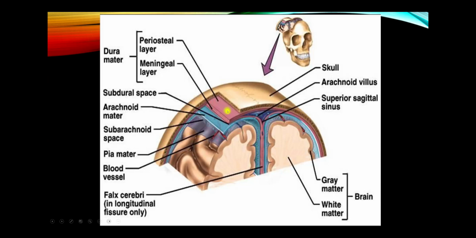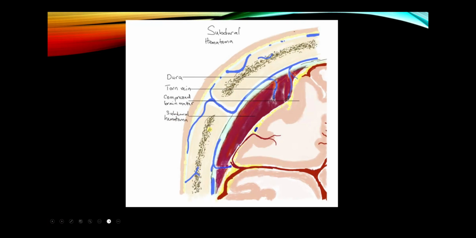And so let me just have you add to this drawing that there is a space here between the outer periosteal layer and the skull that is called the epidural space. Okay, so we have an epidural space here, and we have a subdural space right here. So we can make some important clinical applications here, both that relate to head trauma.